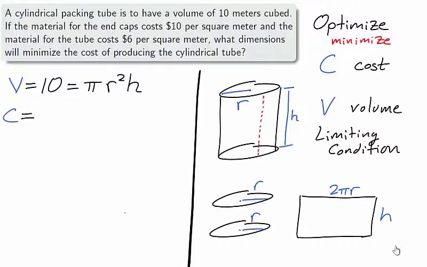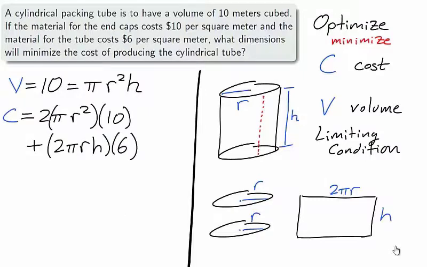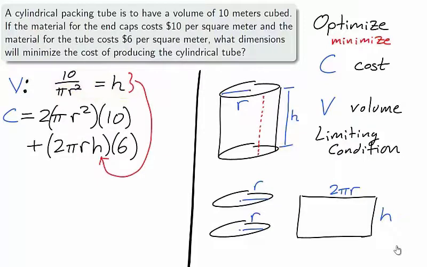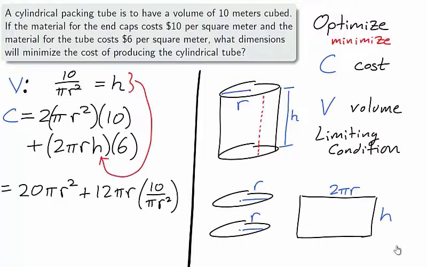We now need to consider the cost of the tube. We can describe this function by c equals 2 pi r squared times 10 plus 2 pi r h times 6, where pi r squared is the area of the end cap, which costs $10 per square meter to construct, and 2 pi r h is the area of the rectangle, which costs $6 per square meter to construct. We can solve for the variable h in our limiting condition, and substitute into the function c. Then simplify.